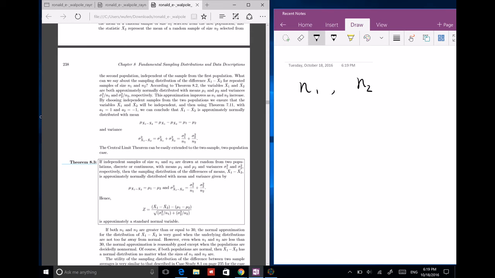The mean of the difference of the two sample means, x1 bar minus x2 bar, is mu1 minus mu2. That's not a big problem. Then the approximate normal distribution has that mean, and the variance of the difference is sigma 1 squared over n1 plus sigma 2 squared over n2.